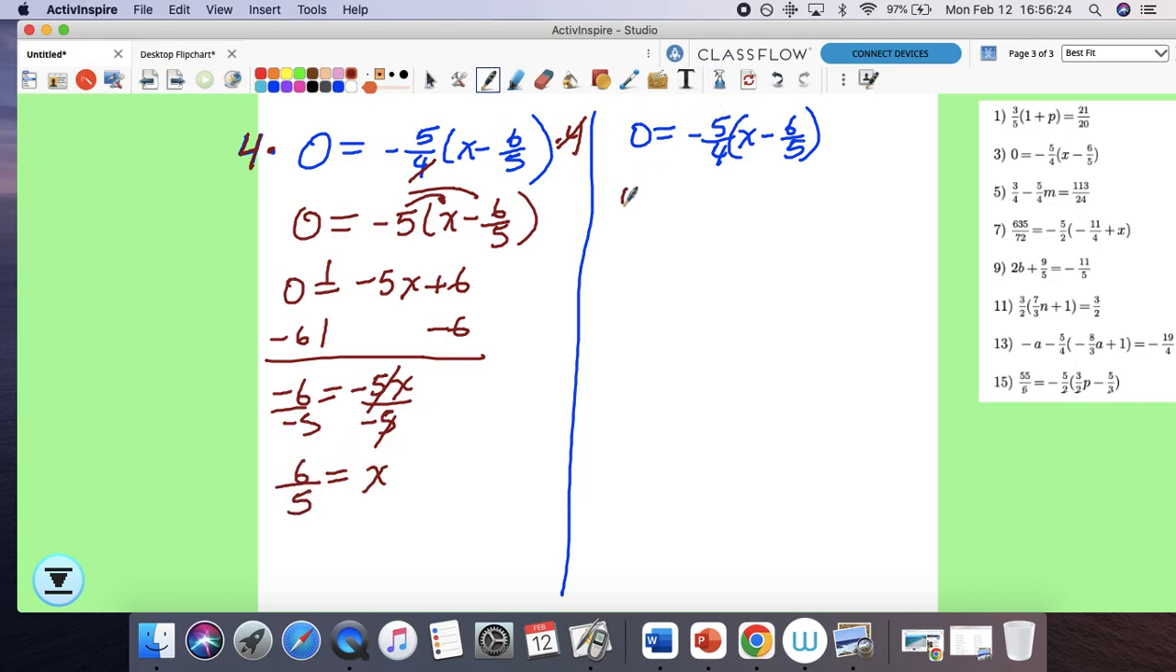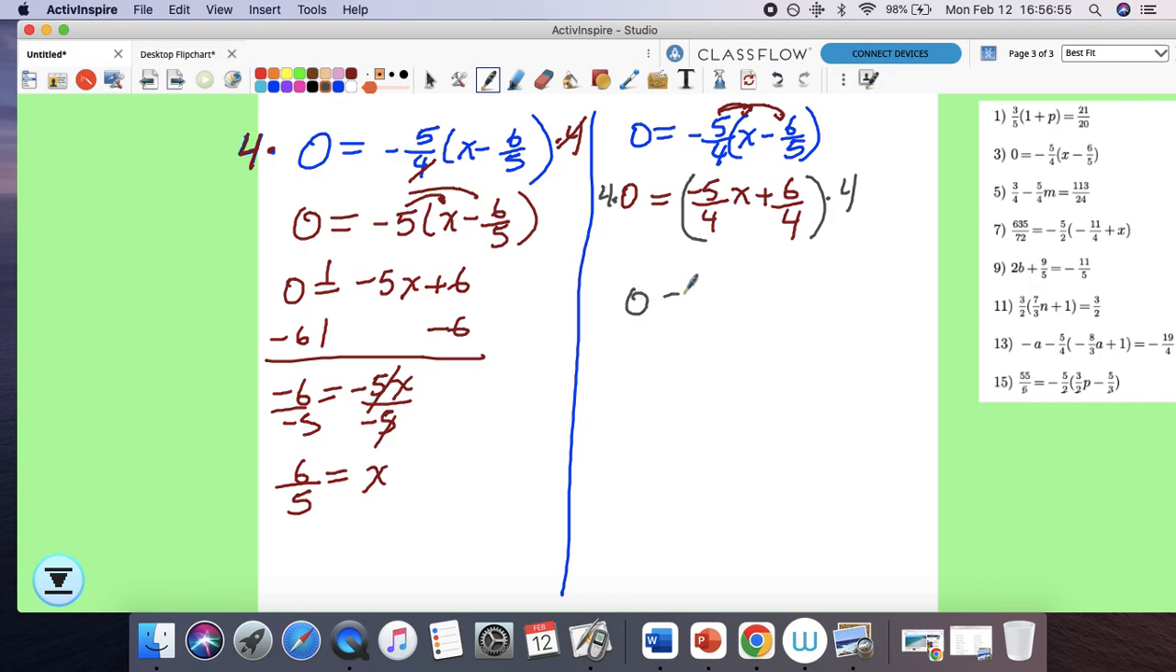Now I'm going to show you what happens if I do the distributive property first. Negative 5 fourths x, and then positive 5 fourths times 6 over 5. We simplify the 5, we get 6 over 4. And then what we can do is multiply both sides by 4, and change colors here. This times 4, and because this has 2 terms, I'm going to multiply that by 4 like this in parentheses.